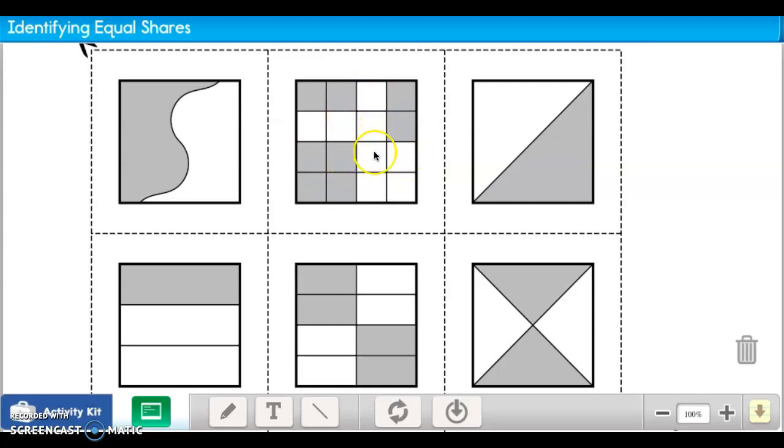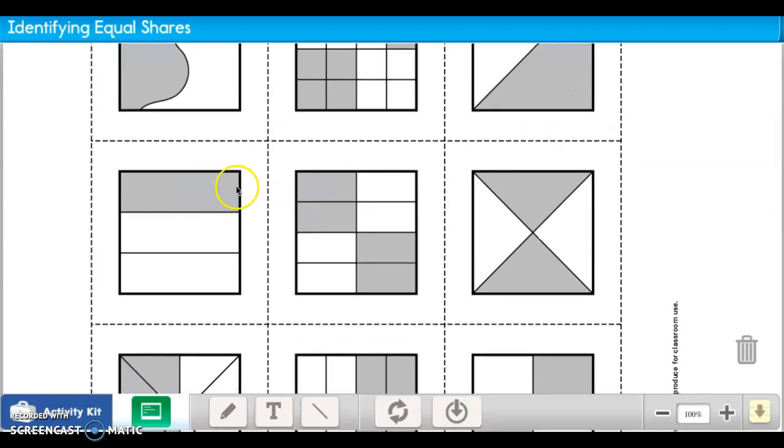This is cut equally, even though it's cut weird. This one too, it's cut weird, but it's cut equally. How about this one? Are these equal? Yes, they are. They are equal.